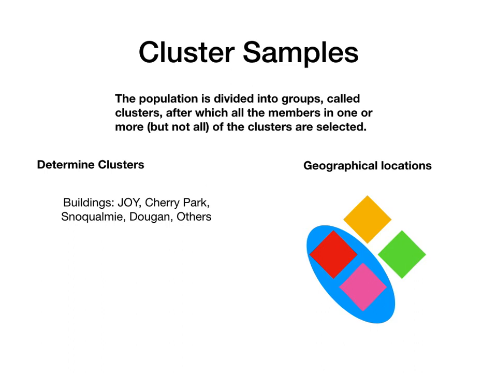In our case, in terms of locations, buildings make sense when you think about clusters. So on our campus, we have Joy, Cherry Parkes, Snoqualmie, Dugan, and some other buildings. Then for your sample, you can just pick 2 or 3 buildings. For example, I picked 2 buildings, Cherry Parkes and Dugan, for my sample for the study. And to do this, one day I come in and I try to ask every single student in these 2 buildings, how long is your commute to campus every day?